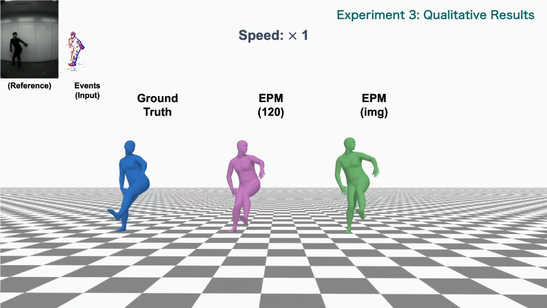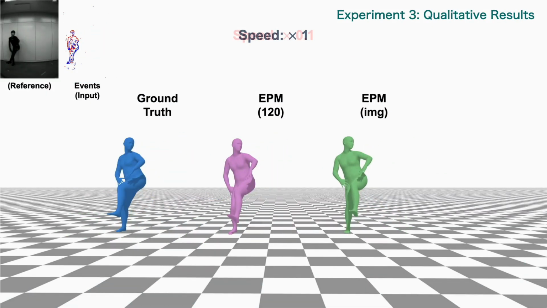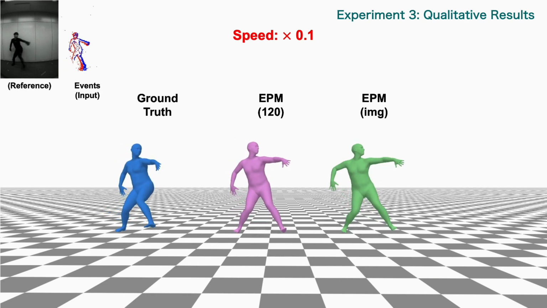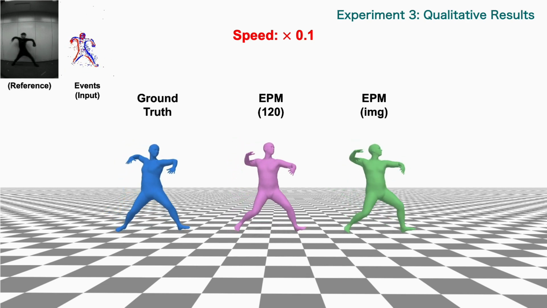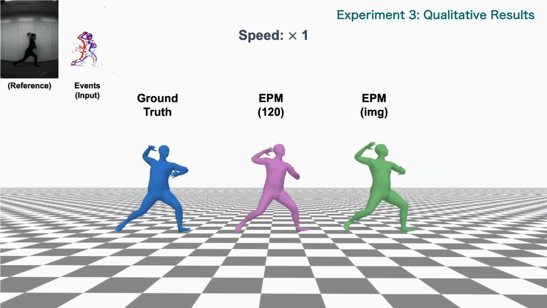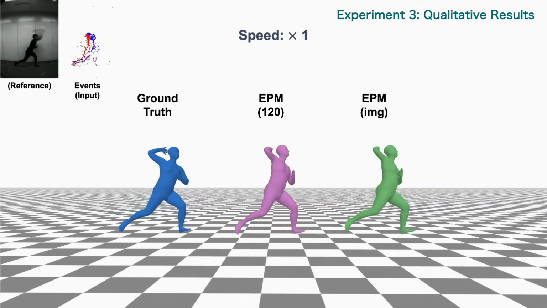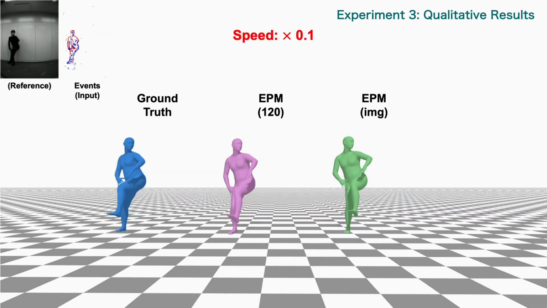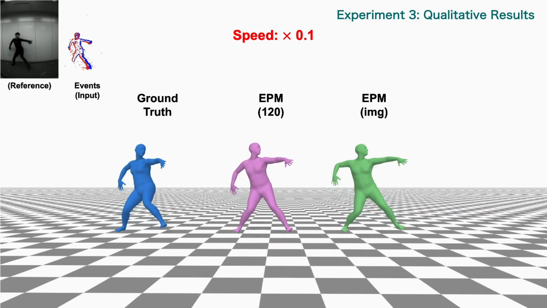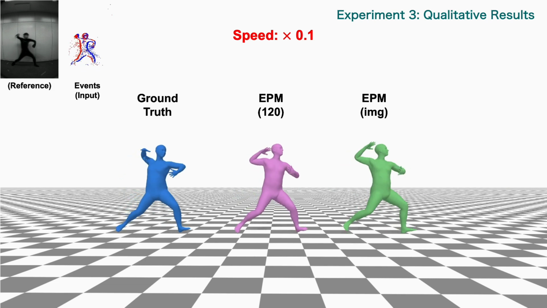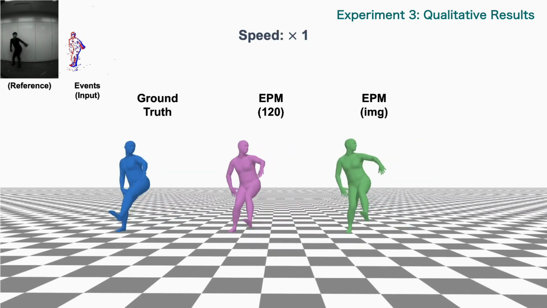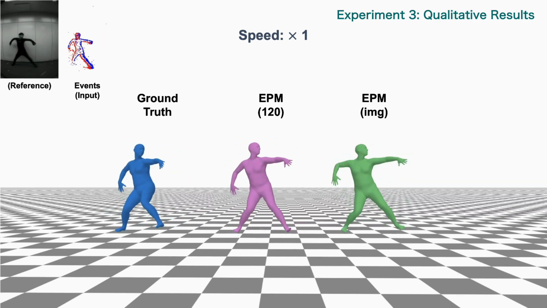This video shows the qualitative results for experiment 3. The blue mesh represents the ground truth. The purple mesh is our method running at 120 fps, and the green mesh is our method running at about 15 fps, which is the same as the intensity image frame rate captured by the event camera. Our approach effectively handles high-speed motion and demonstrates performance comparable to optical motion capture.